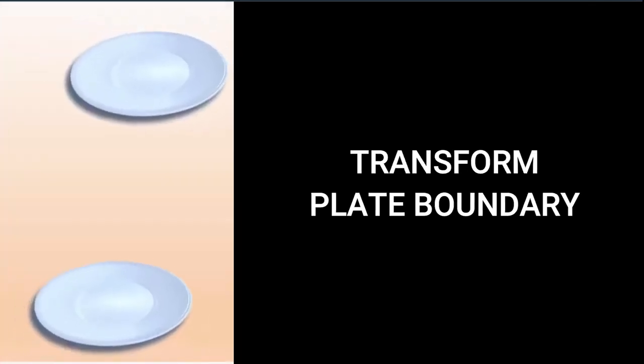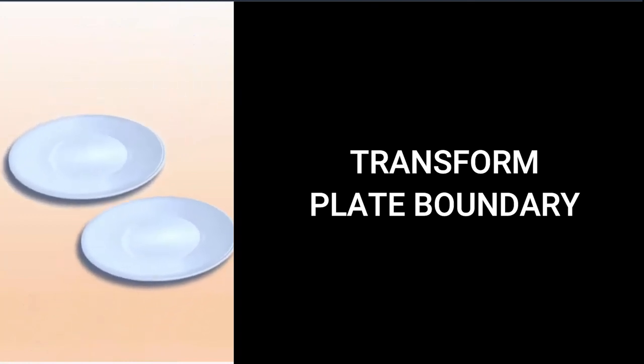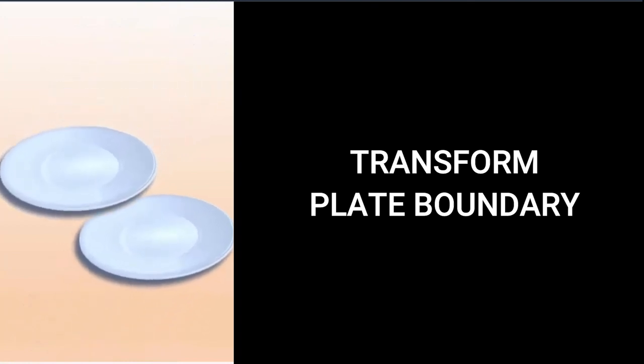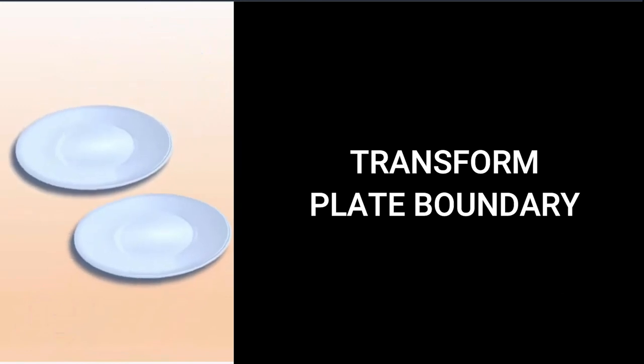And the last one, the transform boundary, deals with a boundary where two plates slide along each other. At this plate boundary, landforms like the San Andreas Fault of San Francisco have been formed.